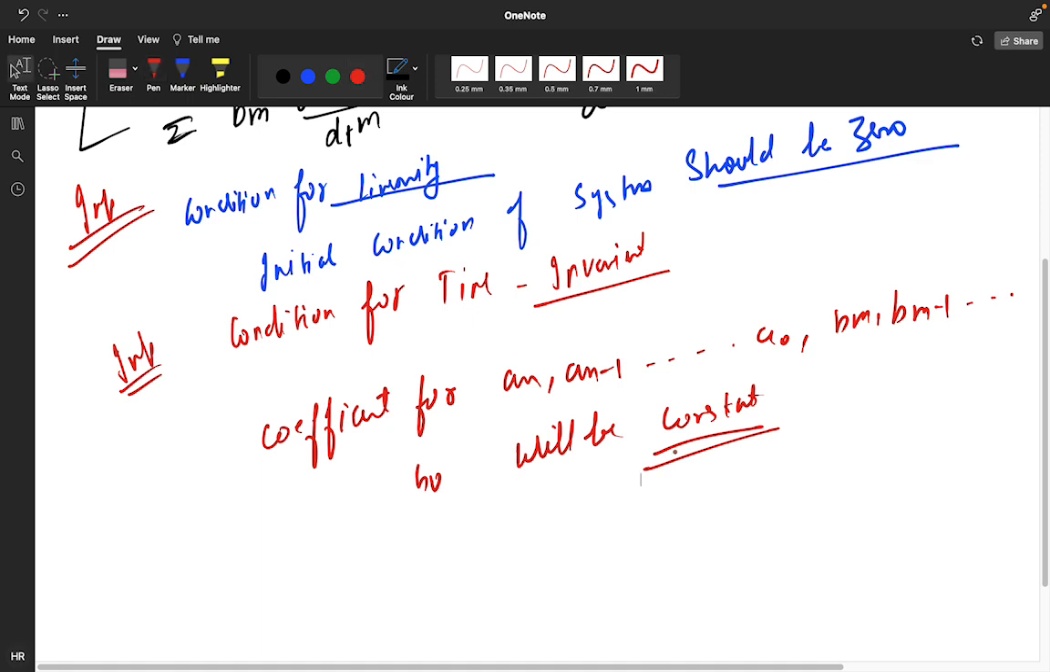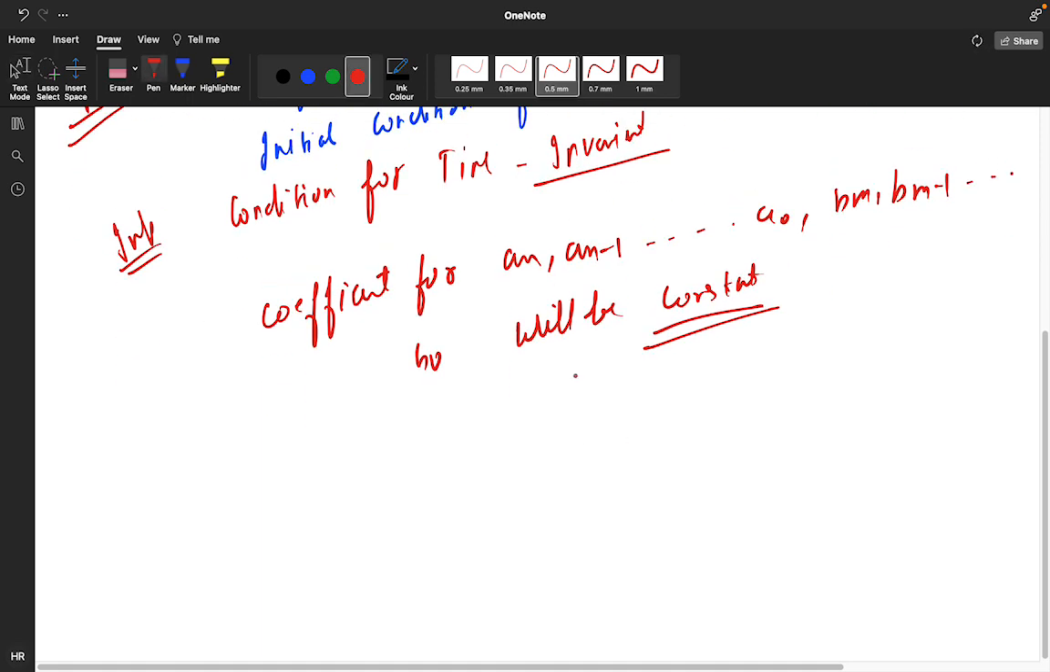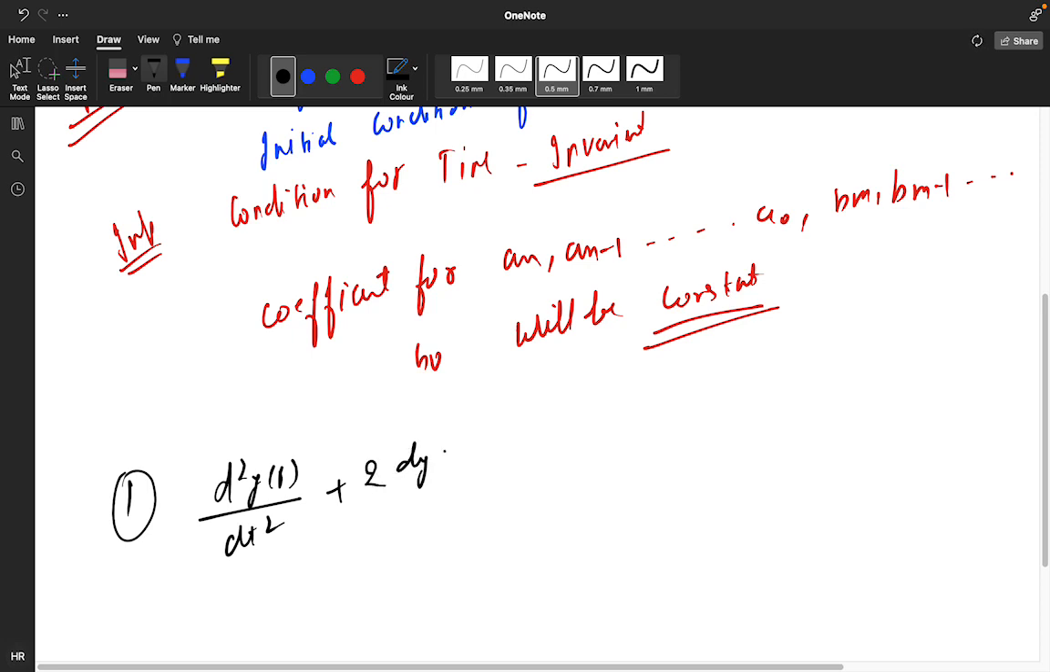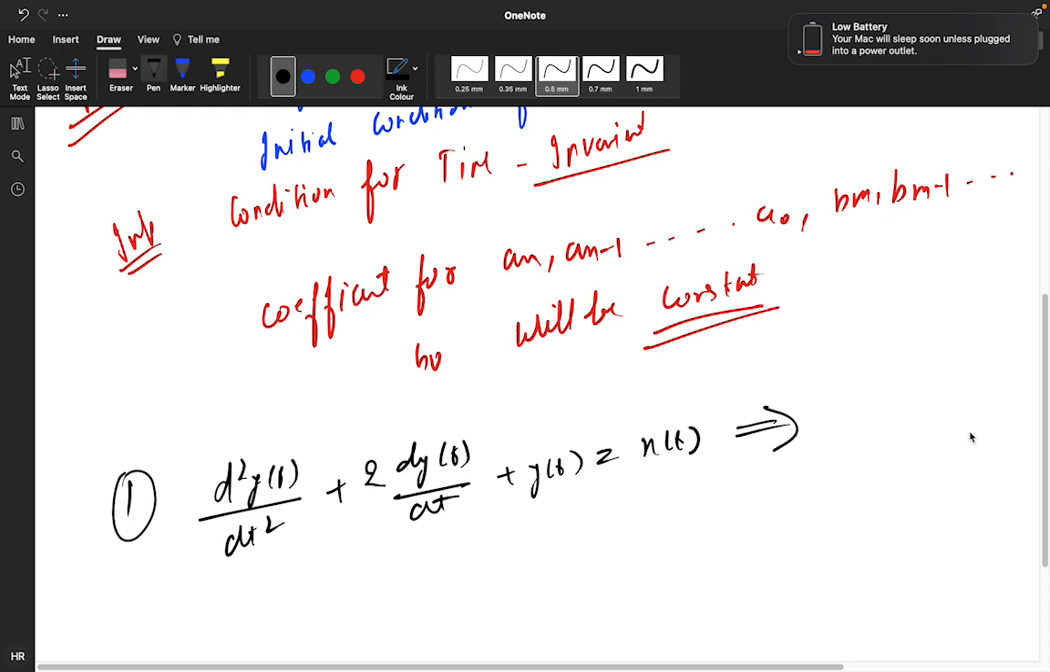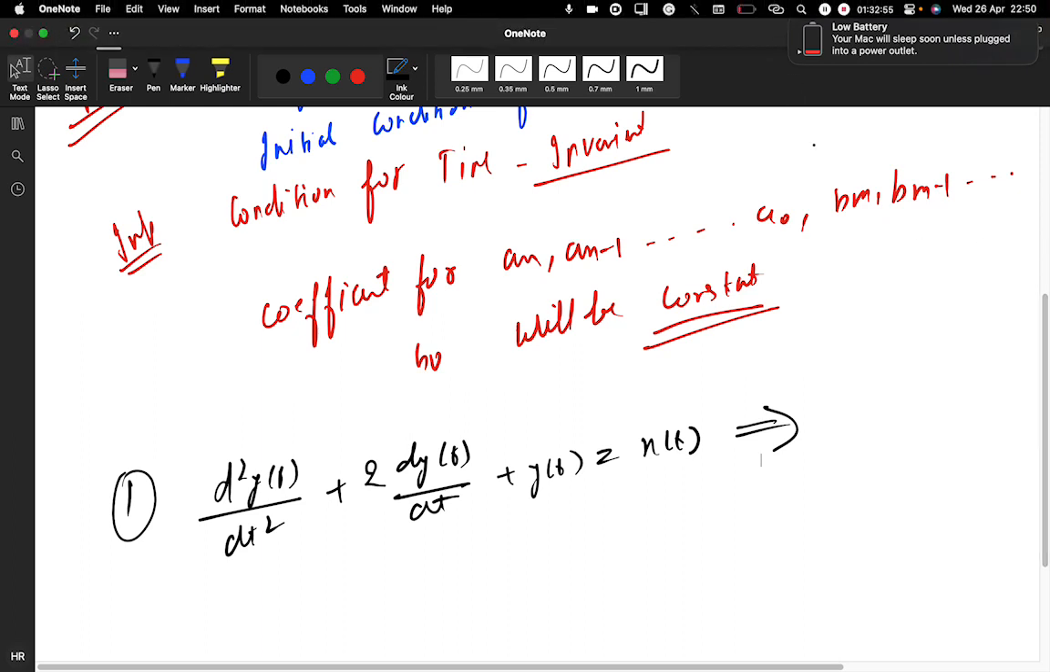So they can directly give you a question from this. They will ask you to check linearity and time invariance. So what will you do? This is your question: d^2 y(t) divided by dt^2 plus 2 dy(t)/dt plus y(t) equals x(t). So is this linear or non-linear? What do you say about this equation, linear or non-linear?